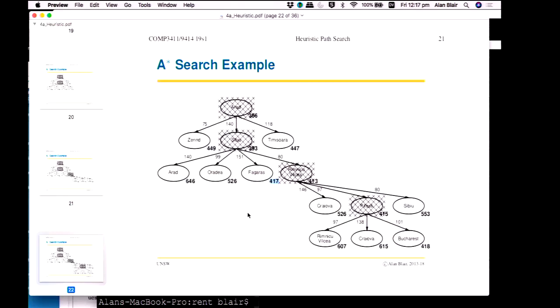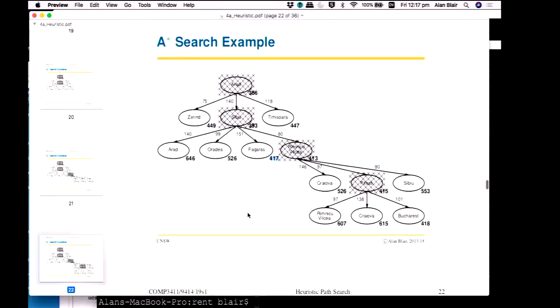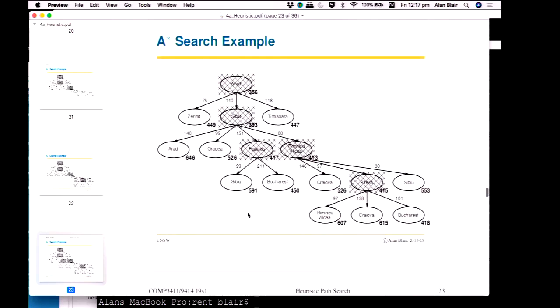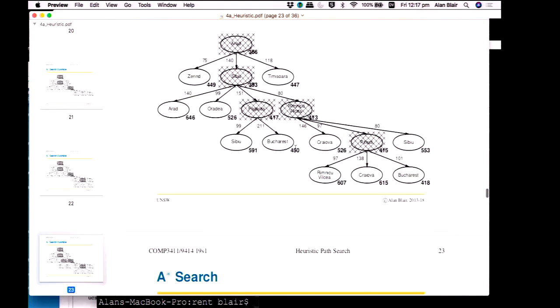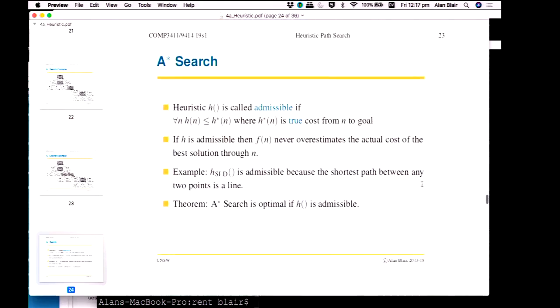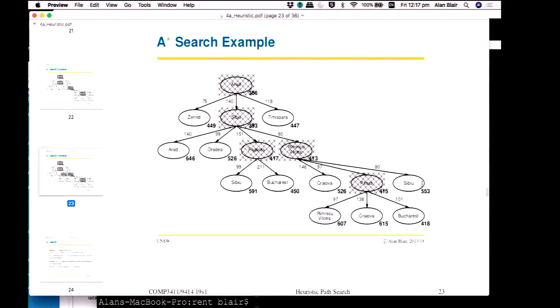It's still possible there may be a shorter path going through Fagaras. So we have to expand Fagaras. But then we find that this path is longer than that one. In fact, every estimate here is bigger than 418. So that's the point at which we stop the search, and we know that this is the shortest path.